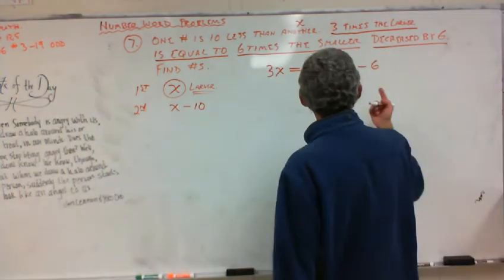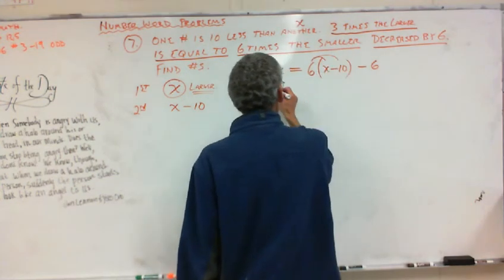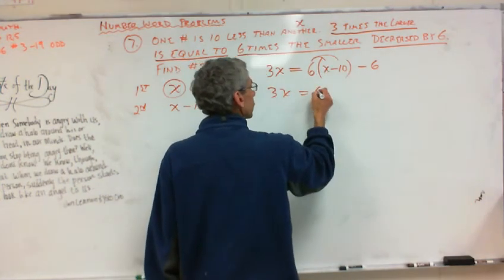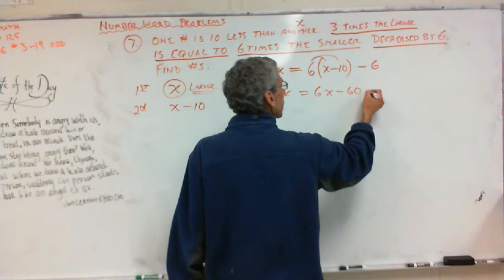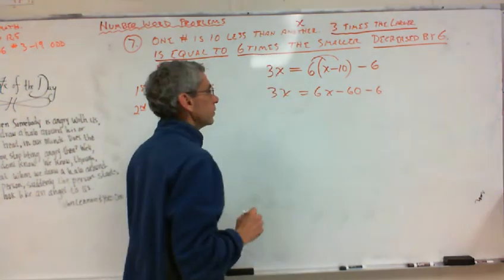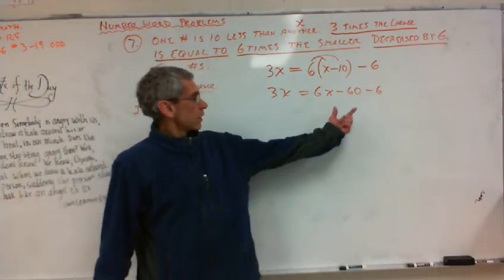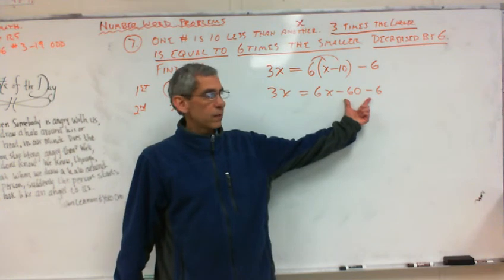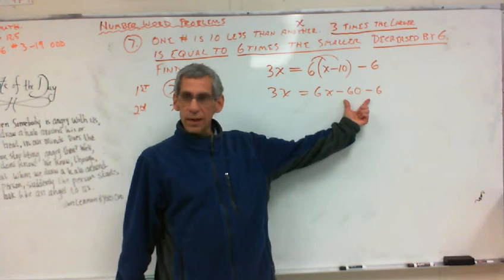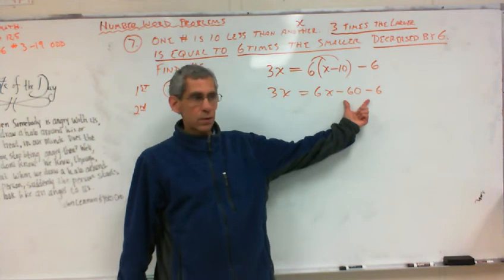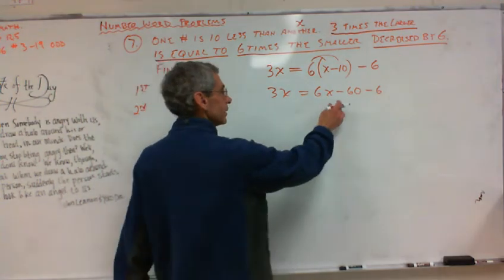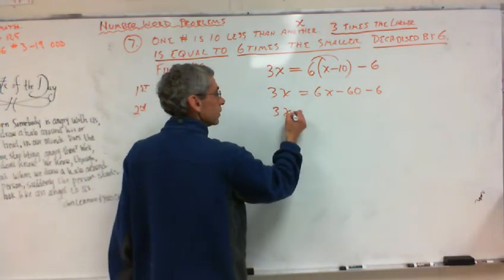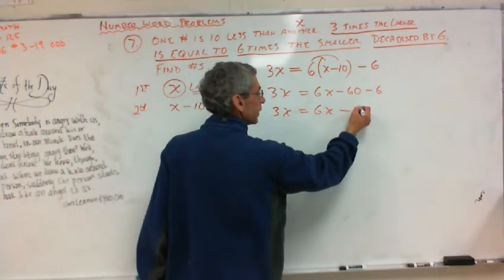So now I can solve it. I have to use my distributive property. 3x is equal to 6x minus 60 minus 6. Can I combine these? Yes. Would it be negative 54? No. Which is it, negative 66 or negative 54? Yes, it's negative 66. So I have 3x is equal to 6x minus 66.